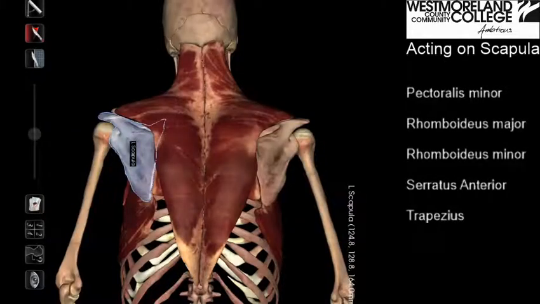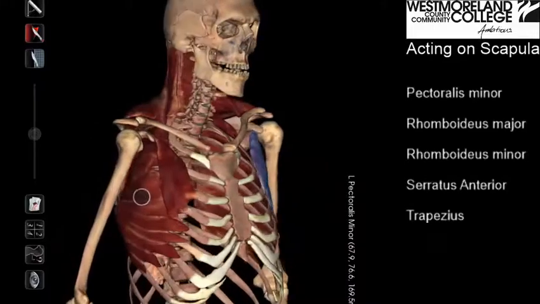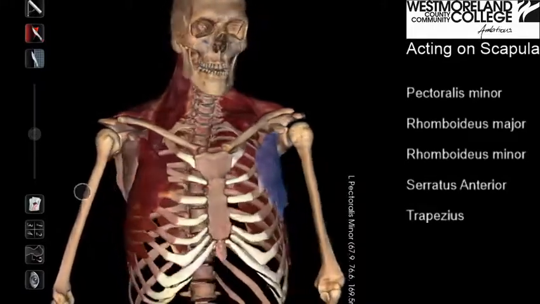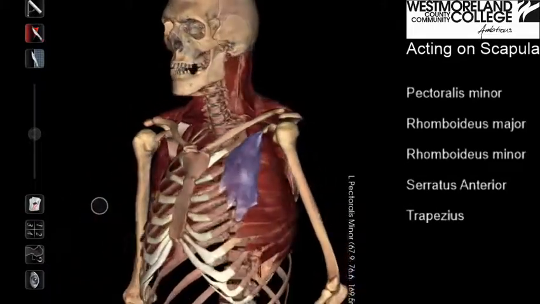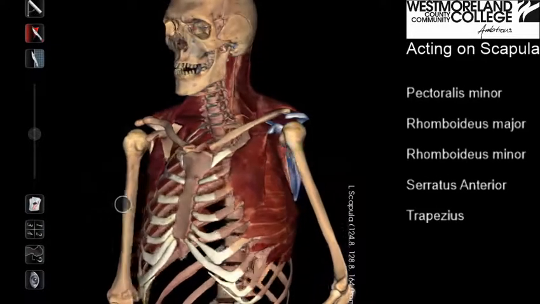Isolating the muscles that are acting on the scapula, we know that the insertion of all of these are on the scapula because they are acting on the scapula. Anteriorly, we can find the pectoralis minor, which originates on the ribs and inserts on the coracoid process of the scapula.